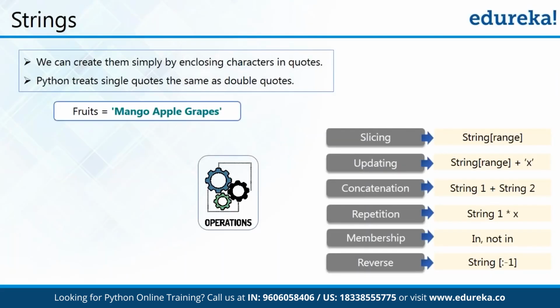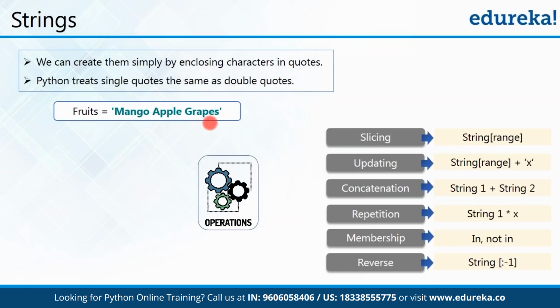So the third sequence available with Python is strings. What are strings? If you're coming from any other programming language background, like C++ or Java, then you exactly know what strings are. In Python, for defining a string, you just need to put it in single quotes or double quotes, as you can notice in the example in front of your screen.